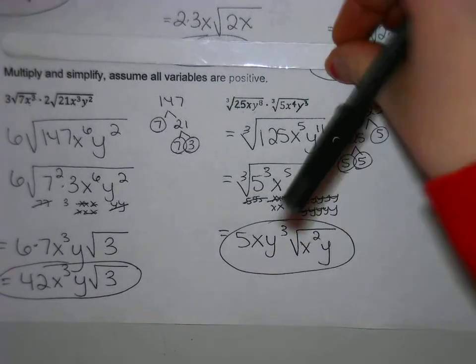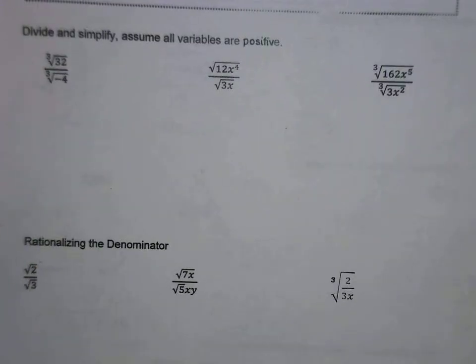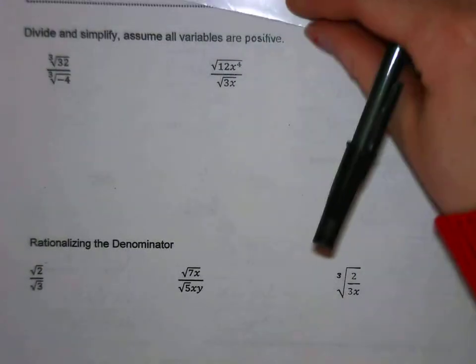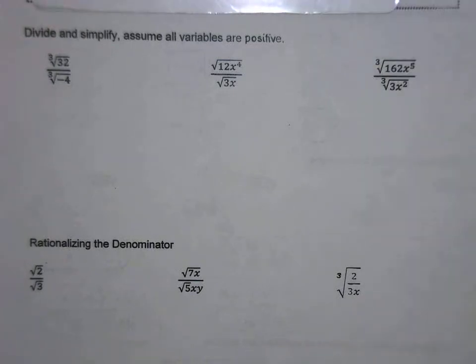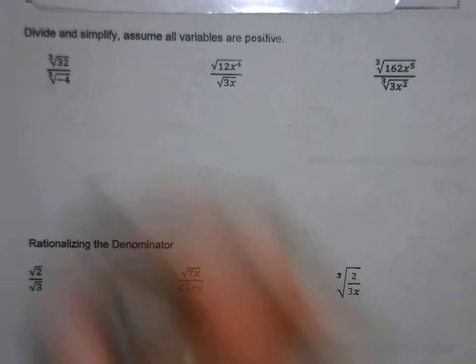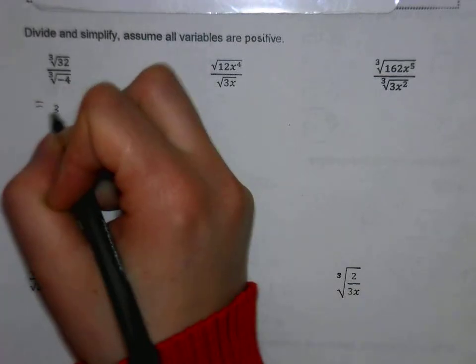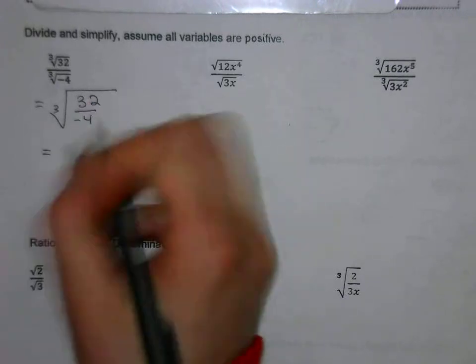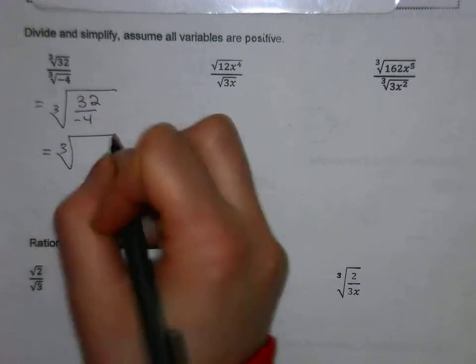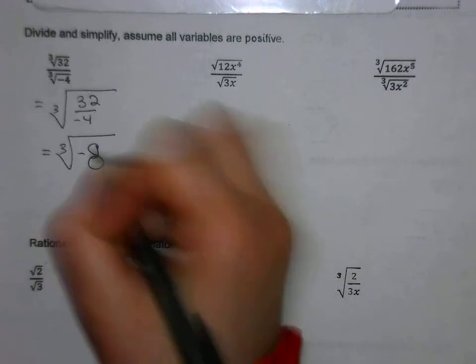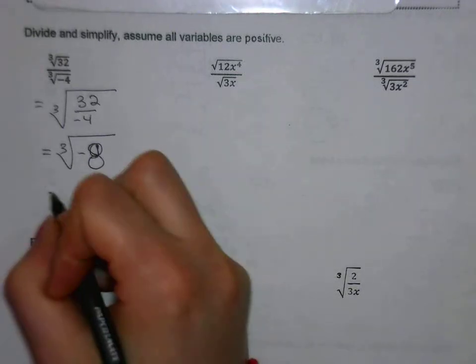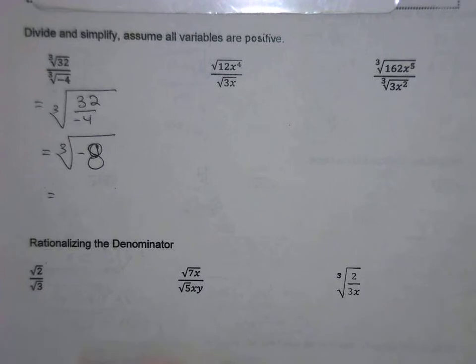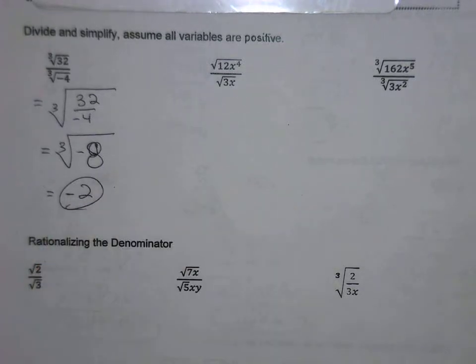Let's flip over to the back side. We're going to now focus on dividing radicals. So kind of the same concept as multiplying, except now we're going to be looking at division. So we want to go from 2 radicals to just 1. So we can rewrite this as the cube root of 32 divided by negative 4. And 32 divided by negative 4 leaves us with negative 8. We can find that the cube root of negative 8 equals negative 2.